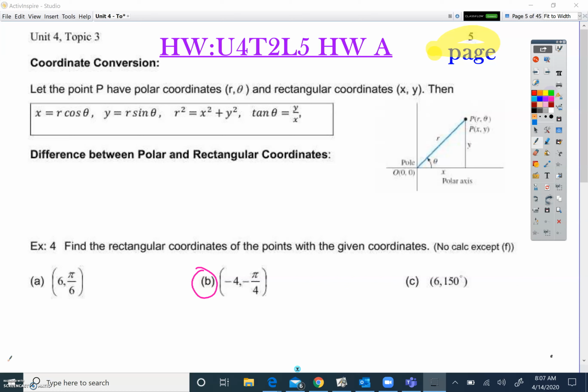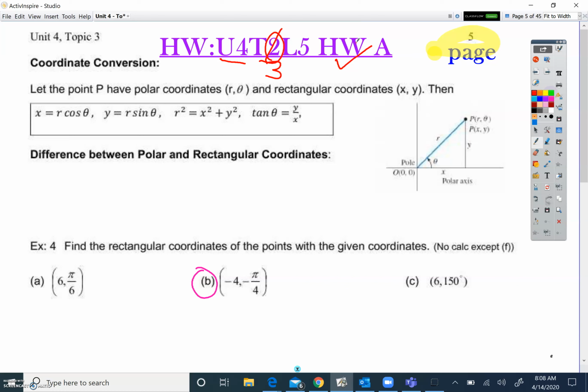When we finish this lesson, you should be able to do Homework A, listed in the newest module posted. I know that it says Unit 4, Topic 2, but we already know that we are on Topic 3. And the only homework I want you to do at this point is Homework A. There should also be a Homework A in the assignment portion of my MCPS where you could submit this homework.